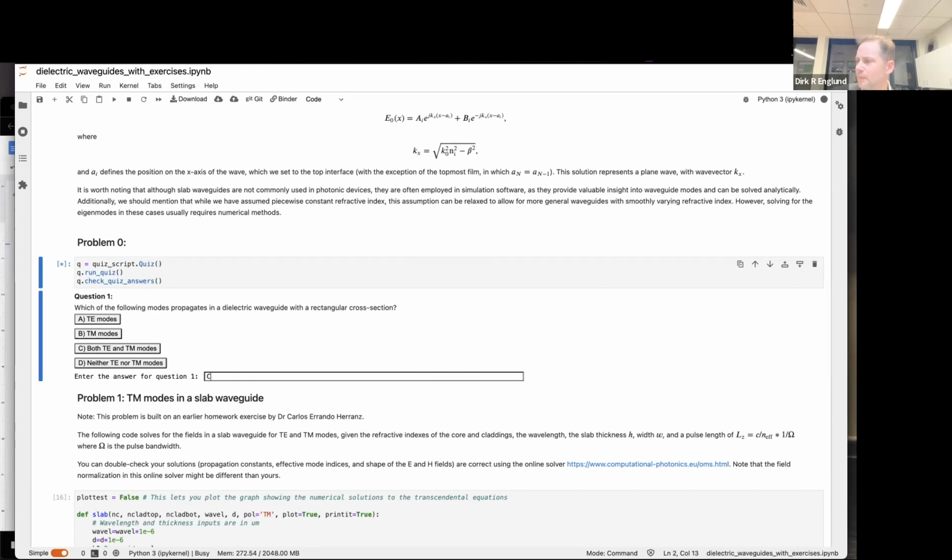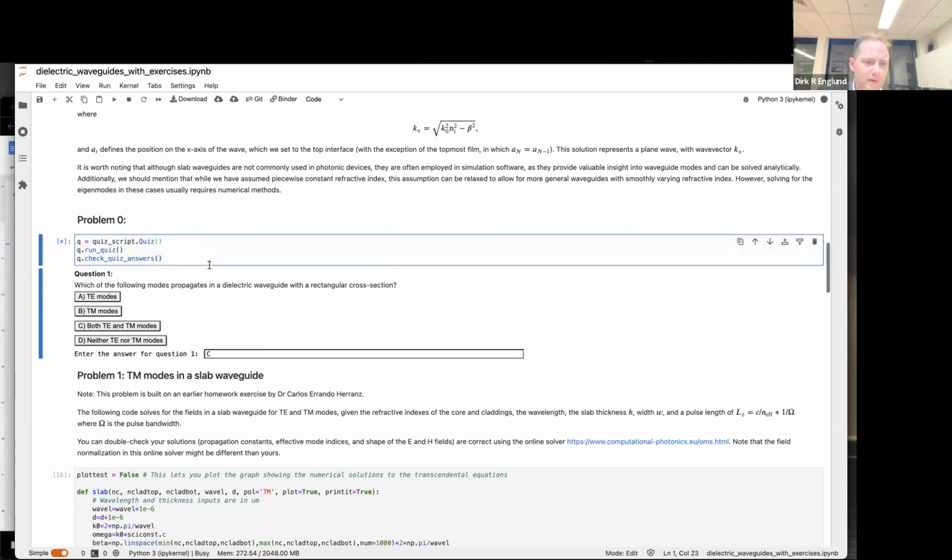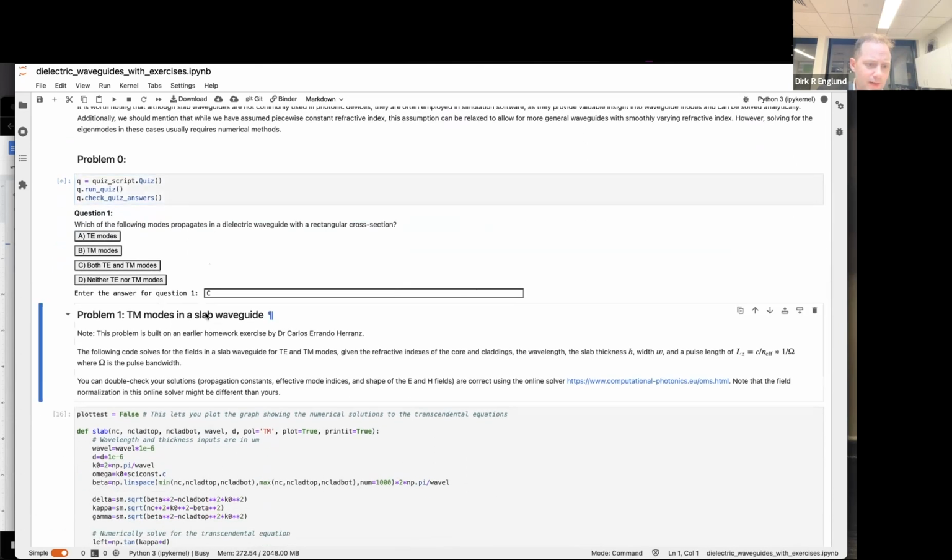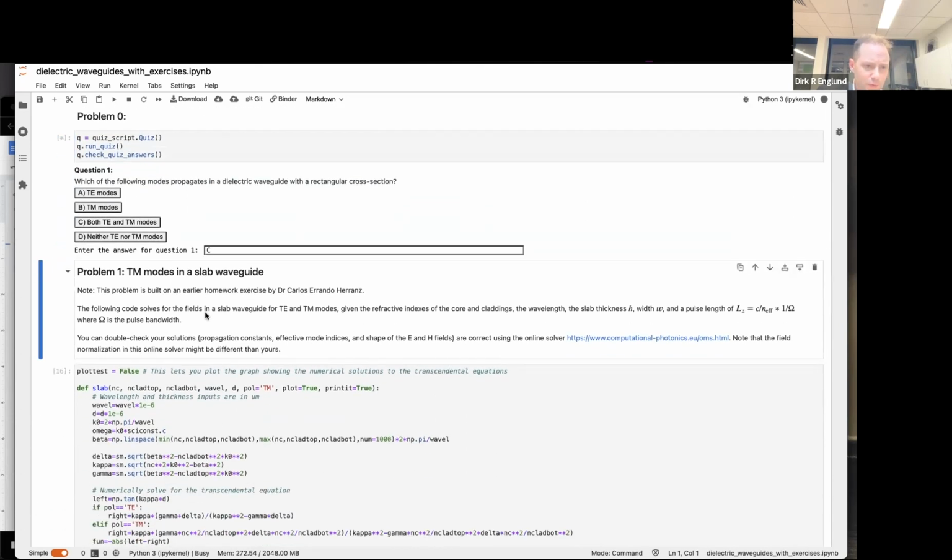I would encourage everyone to take until 5 minutes to the hour, 1.5 hours through at that point, to just go through the problem here, problem 0, and if you have time, you can already go into problem 1, which solves for the TM and TE modes in a slab waveguide. So we're going to take about 5 minutes. I have my timer, so we'll resume in 5 minutes to the hour.